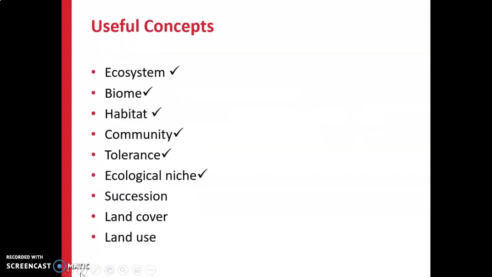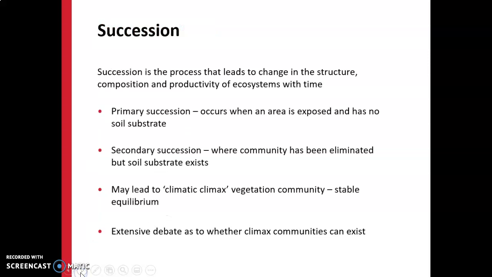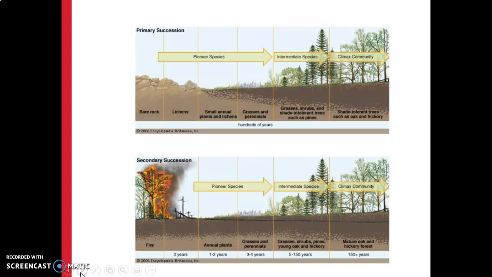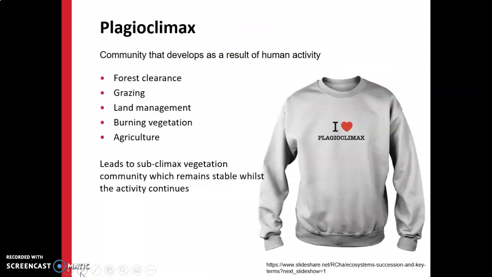This was just catch-up really, because in the previous lecture we did a few basic ideas about ecology and biogeography, and some of them we didn't cover: succession, land cover, land use. So that was just a summary of succession, talking about primary and secondary succession, and plagioclimax vegetation, mainly because these are the sort of environments that we see obviously in the Peak District today, which are a result of forest clearance, grazing, land management, managed burns of vegetation, particularly on heather moorlands, and agriculture.